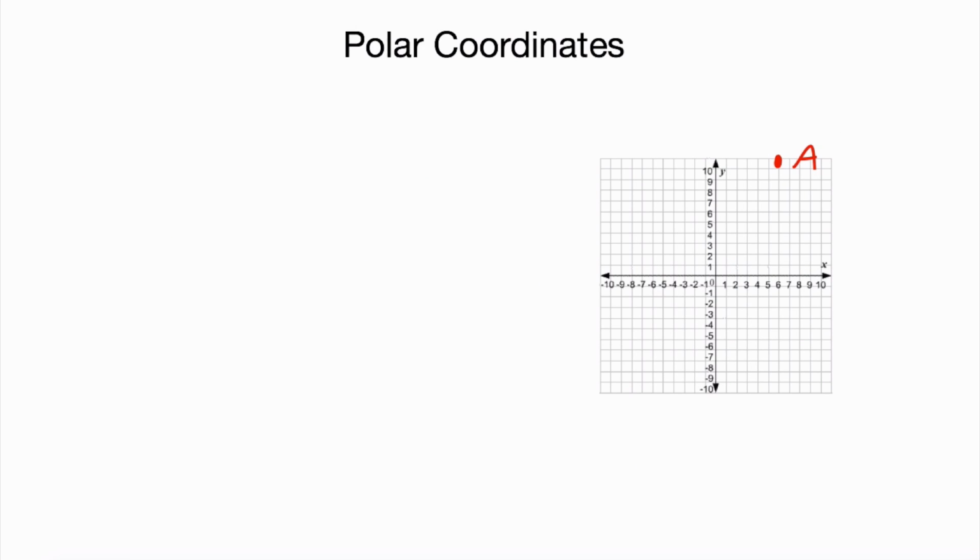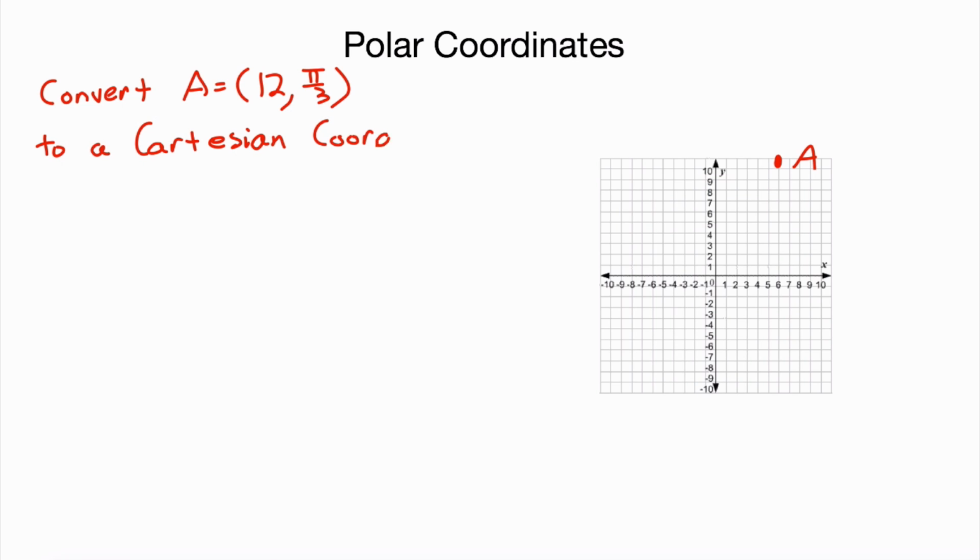Many times we're asked to take a point and write it as a Cartesian coordinate. So this point A is still at the same location. I've lined this grid up to have the same scale and have the origin be the same as the pole, and I want to determine what would be the x and the y coordinate of that point A.